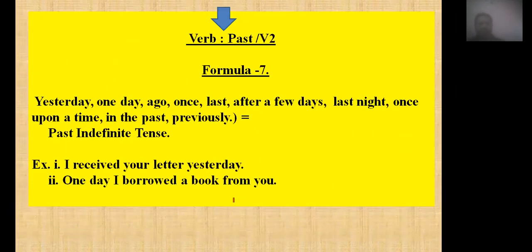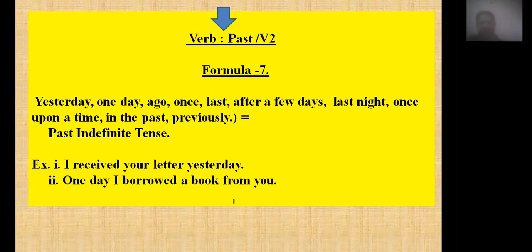See. Now we will talk about V2, where verb form past will be used. Okay. If you see yesterday, one day ago, once, last, after few days, last night, once upon a time, in the past, previously, these past tense markers will be available in the passage. Then you will use past form. That means V2. Verb will be past form.